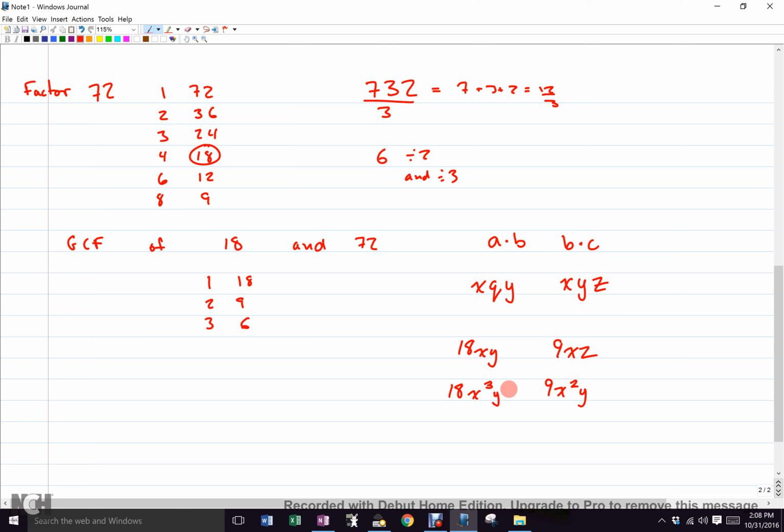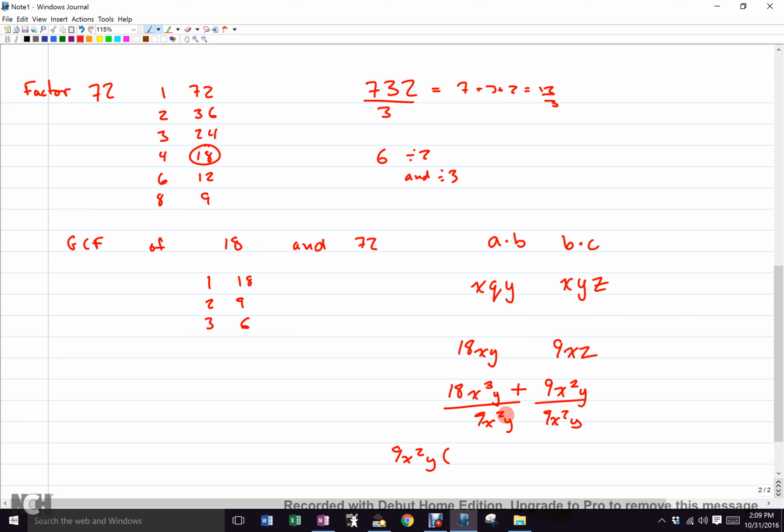Now, I'm going to change one more thing. I'm going to make this an expression. Now what would you do with it to make it simpler? Knowing that we just did a whole couple of pages on polynomial multiplying, what do you think I'm going to do here? I'm going to divide. By what? I'm going to divide by 9x squared y.